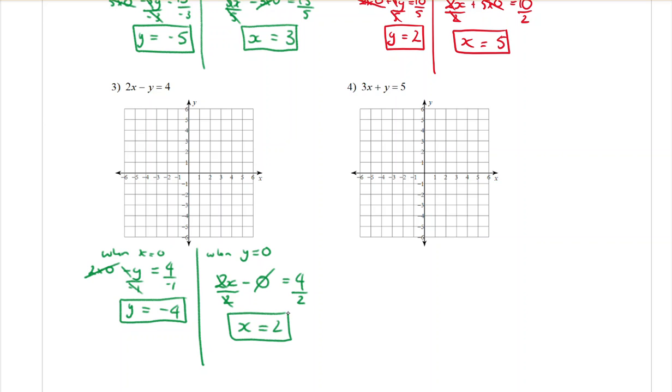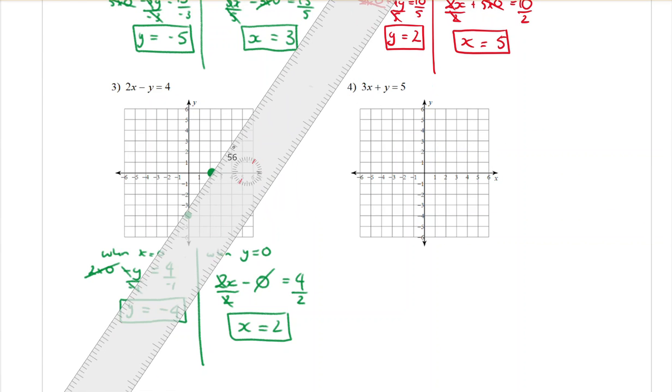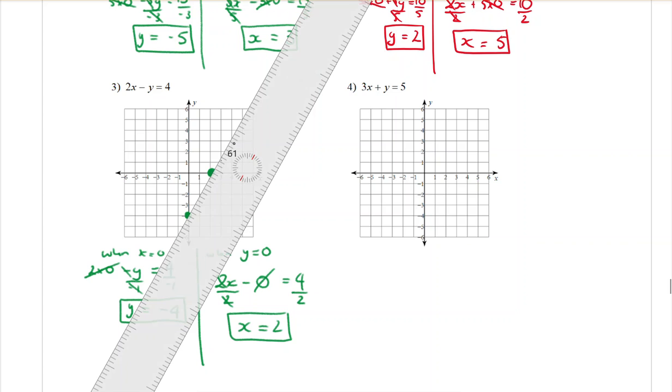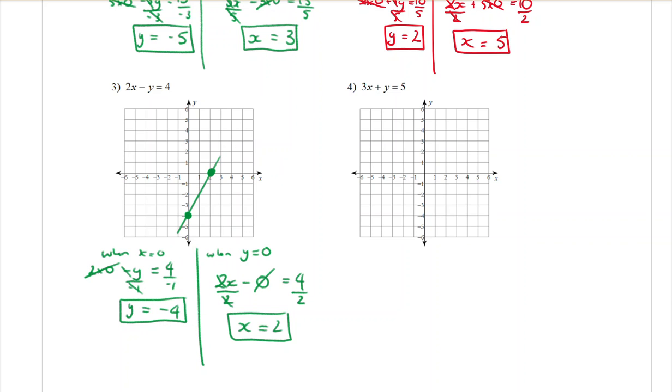Okay, to plot them, y equals negative 4 means go to the y-axis, go down to negative 4 and put a dot. X equals 2 means go to the x-axis, go to the 2 and put a dot. And use your ruler to neatly join it up. Make sure that you extend your line a little bit so that you can put arrows on the ends. All right, I'm going to give you a head start for question 4. I want you all to have a try.